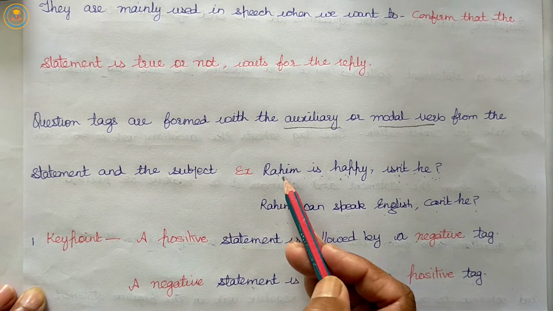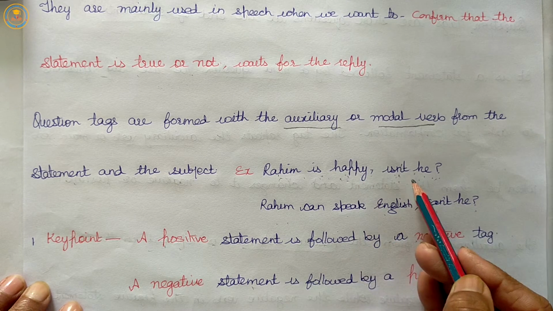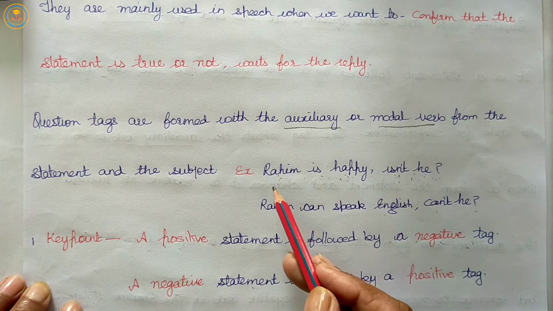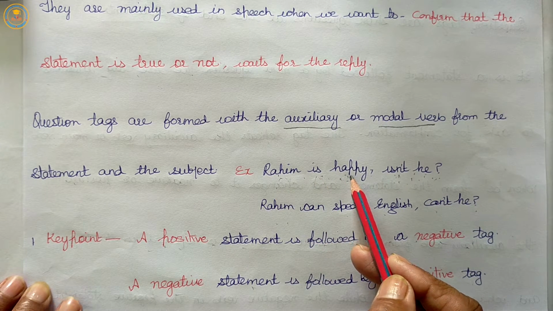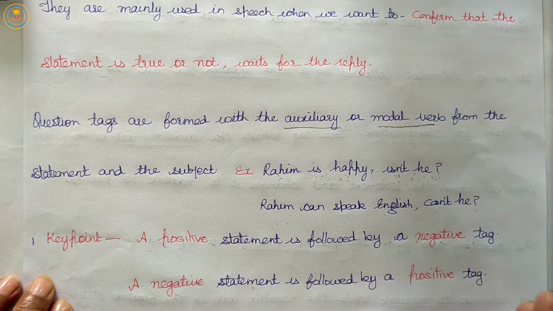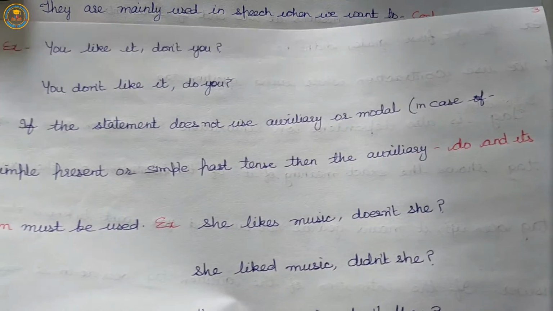Here, Rahim is happy. This is a positive statement and the question tag will be in negative. So, Rahim is happy, isn't he? Rahim isn't happy is a negative statement and the question tag will be is he? Question mark. So, a positive statement is followed by a negative tag, or a negative statement is followed by a positive tag. Let us see it with an example.